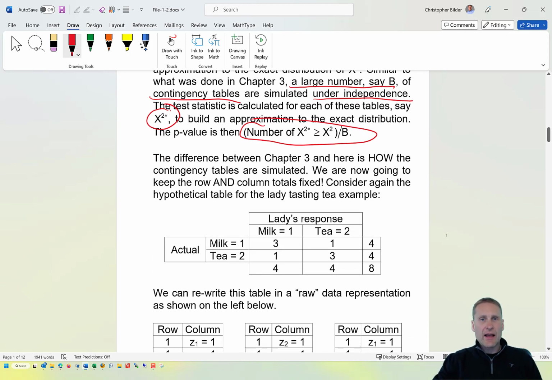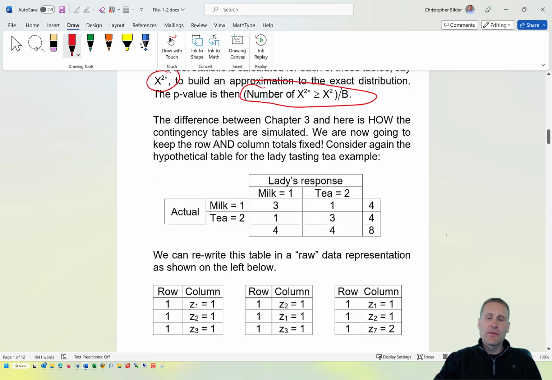Now, we're not doing exactly what we did in chapter 3. In chapter 3, what we actually did was essentially simulate these contingency tables assuming the row totals were fixed. Now what we're going to do is assume the row totals and the column totals are fixed to do this simulation.